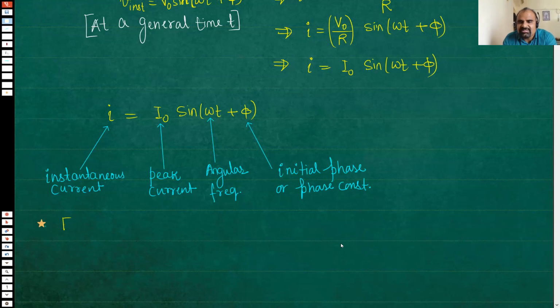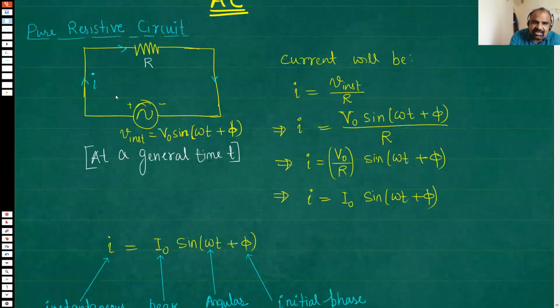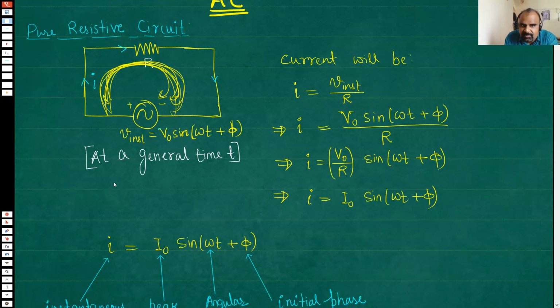Frequency means that in 1 second, how many times the current direction changes. See, if this is your RC circuit, the direction of the current will keep changing like this, clockwise, anti-clock, clockwise, anti-clock, clockwise, anti-clock, clockwise. It will keep on changing. Do you know that this change in current happens very fast.